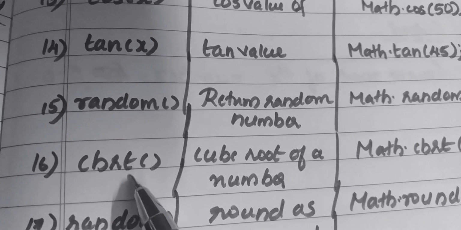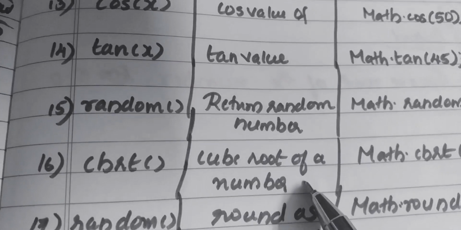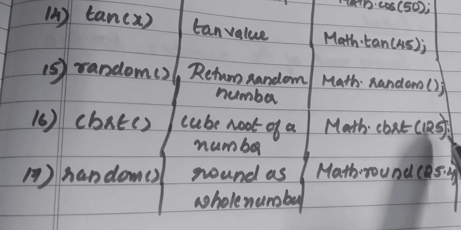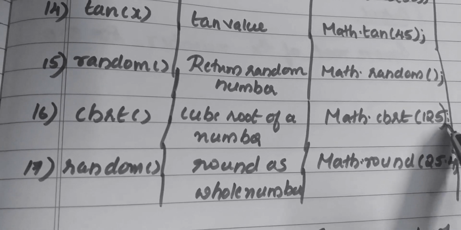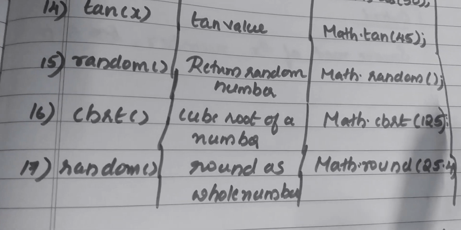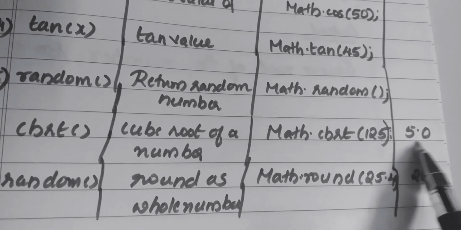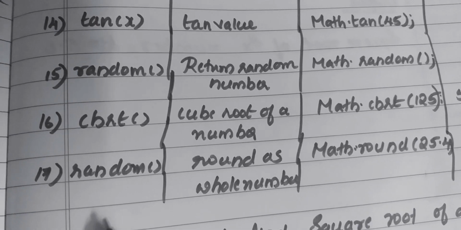The next important thing is cbrt, to find the cube root of a number. That is Math.cbrt(125). So what is the cube root of 125? It is 5. The output is 5.0, so you have to write 5.0. I hope these things are clear for you.